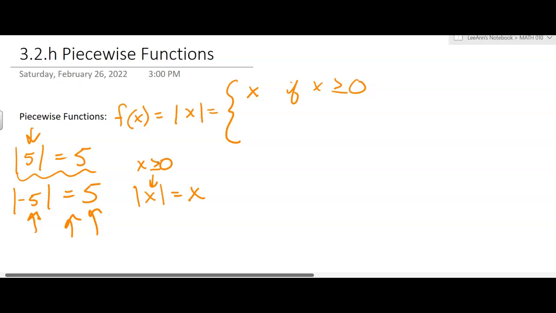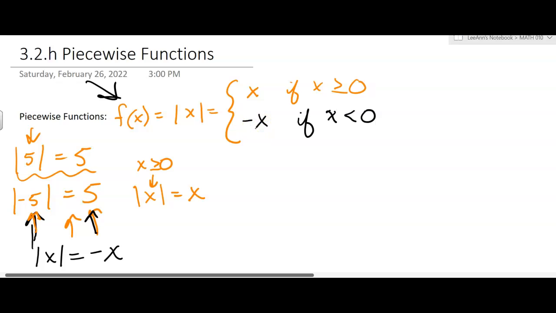And this is how we write it over here. This is the formal piecewise way to write it. Now, that's not true if we put in a negative number. If x is less than 0, we don't get x out, right? And we did that case here. In fact, we get the opposite out. So if x is less than 0, then the absolute value of x is the opposite of x.